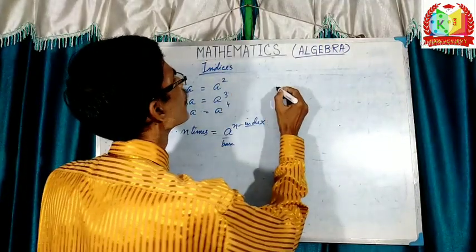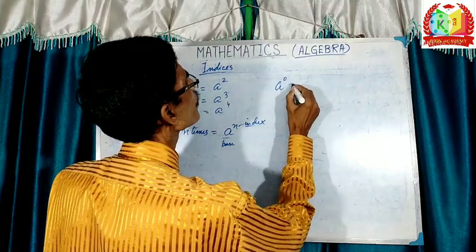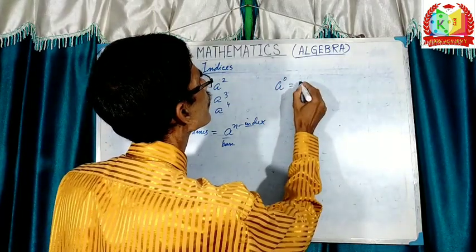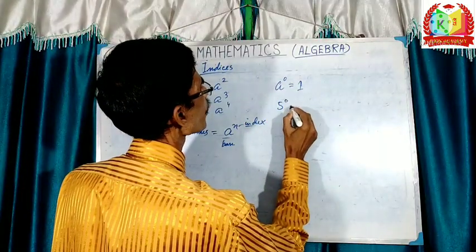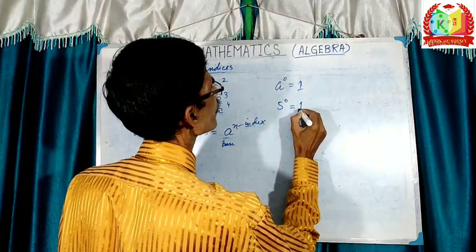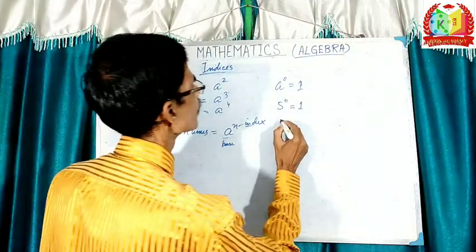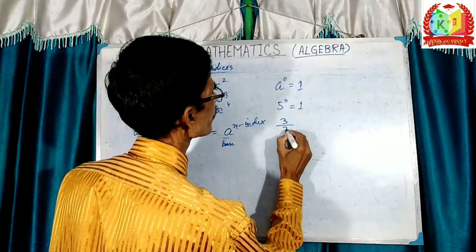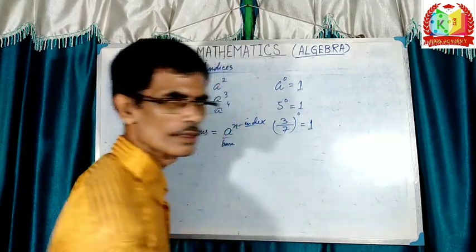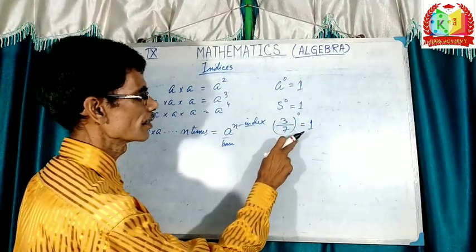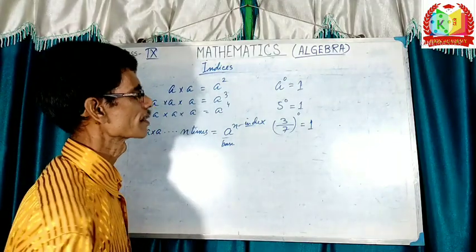Look, a to the power 0 equal to 1. 5 to the power 0 equal to 1. 3 by 7 whole to the power 0 equal to 1. Always memorize this.